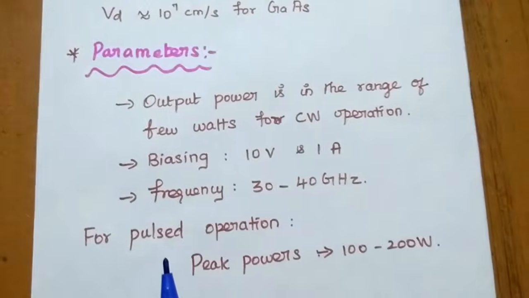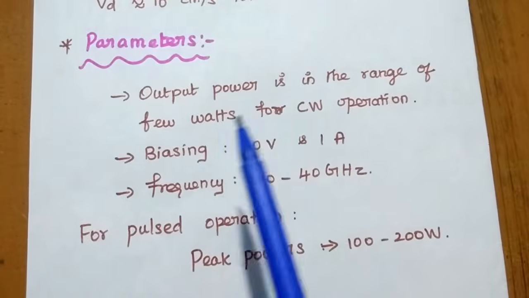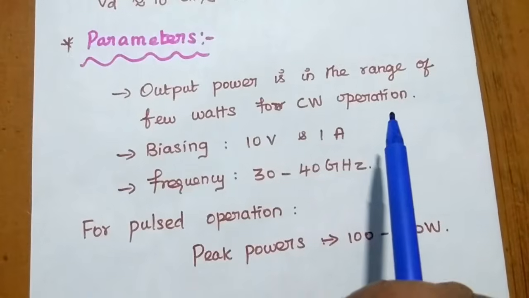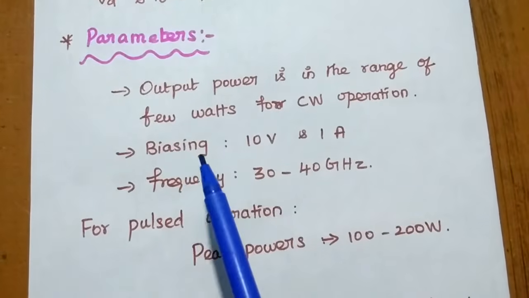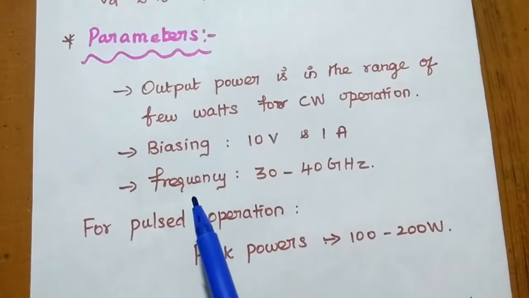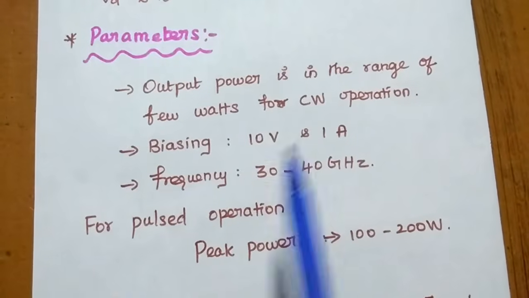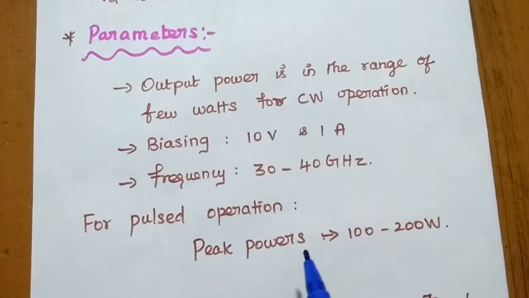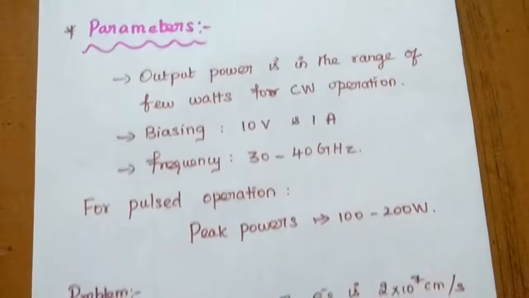Then the important parameters of these Gunn diode oscillators: the output power is in the range of a few watts. For continuous wave operation, it is only a few watts. Its biasing range is 10 volts and 1 amp. Frequency is in the range of 30 to 40 gigahertz. For pulsed operation, the peak power values are in the range of 100 to 200 watts.